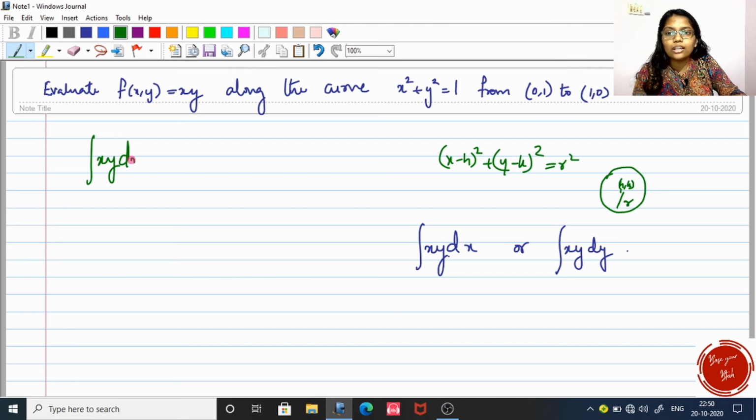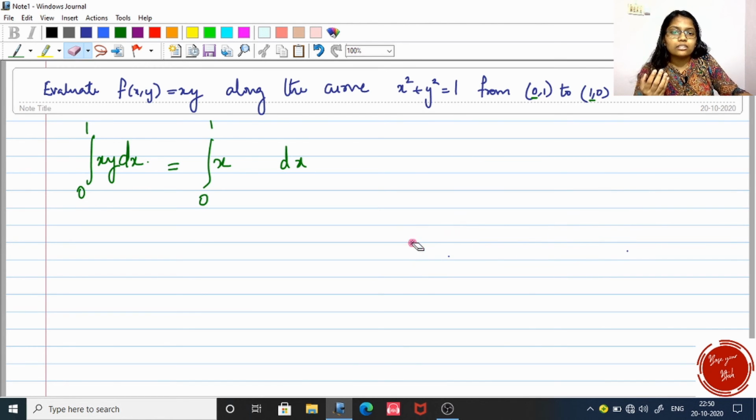So here I am taking dx. Since I have taken x, I have to put the limits of the x coordinate. The x coordinate here is 0 and it ranges till 1. So 0 to 1 becomes my limits. And how to convert this y? As I said, you can only have one variable in one integral. So in this integral 0 to 1 x dx, I have to replace this y with a function in x.